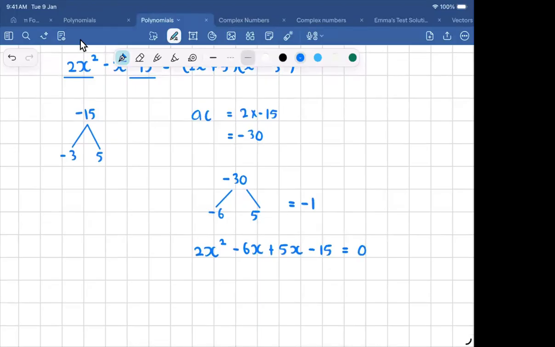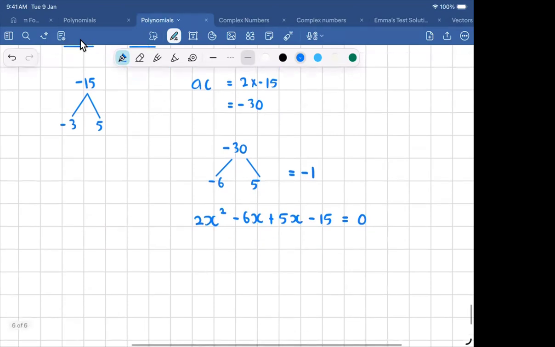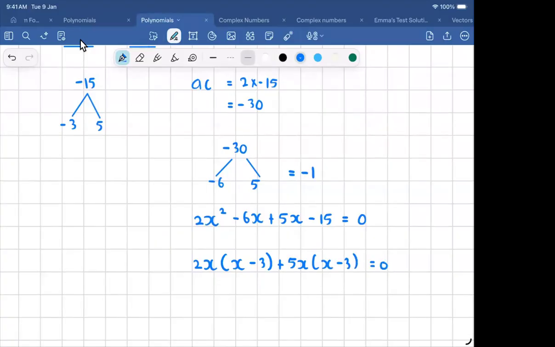By the way, I just never use the AC method, so I'm really rusty on it. From here, I'm seeing that we could factor out 2x. If I factor out 2x, I'm going to write x minus 3. And then I could factor out 5x from the rest. If I factor out 5x, I'm going to write x minus 3. Notice I'm seeing x minus 3 in two instances, so I could factor out x minus 3.